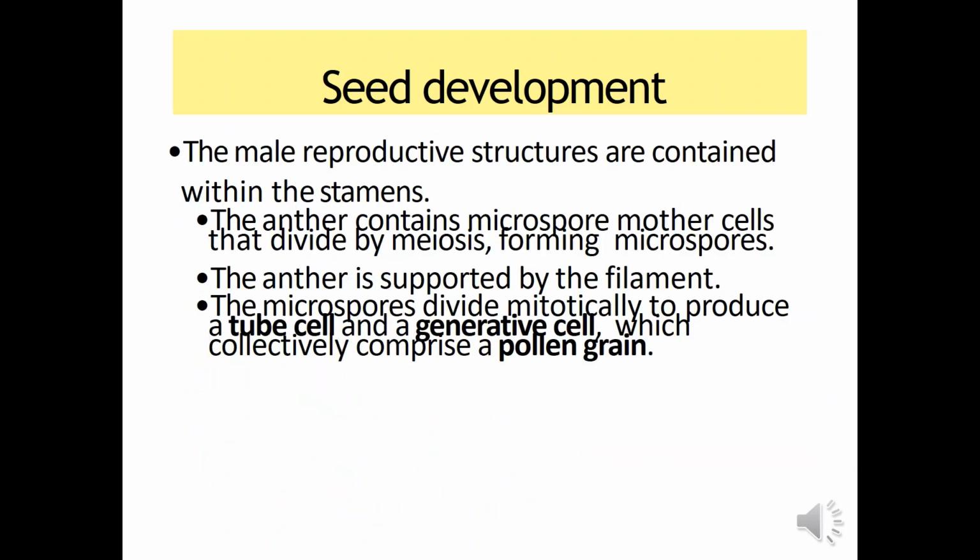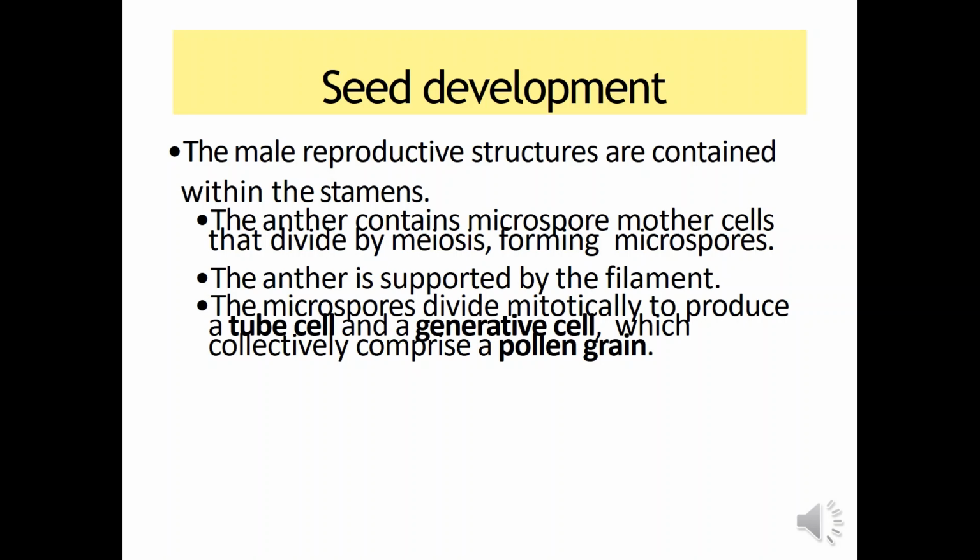Now we talk about the male reproductive structure. Just now we talked about the female reproductive structure. For the male reproductive structure, we need to talk about the stamen, where we have the anther and the filament. In every anther there is a microspore mother cell. For the female, we call it the megaspore mother cell. However, for the male, we call it the microspore mother cell, a similar thing.